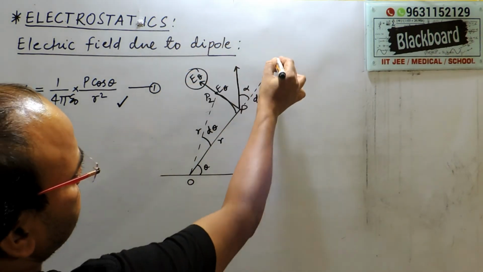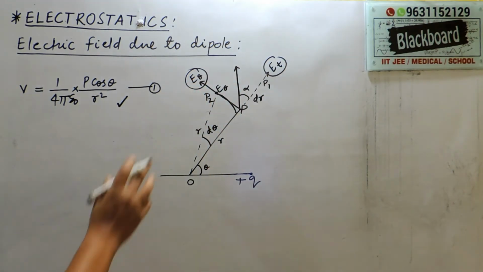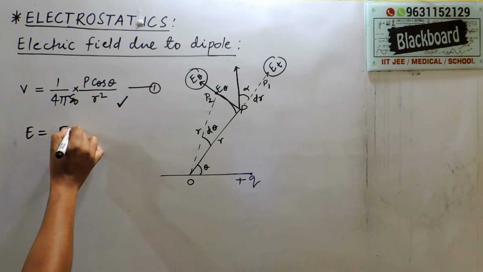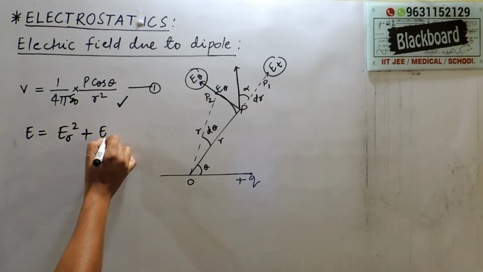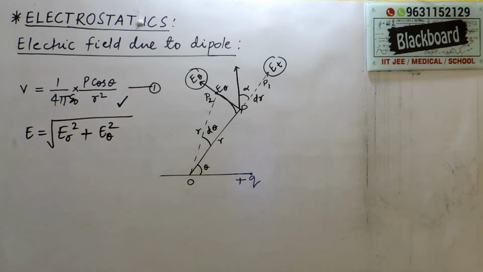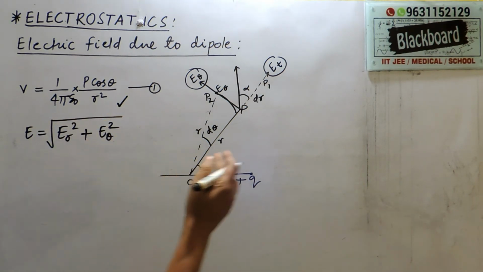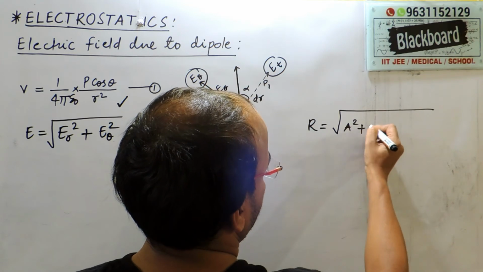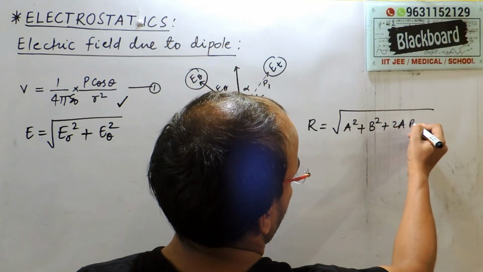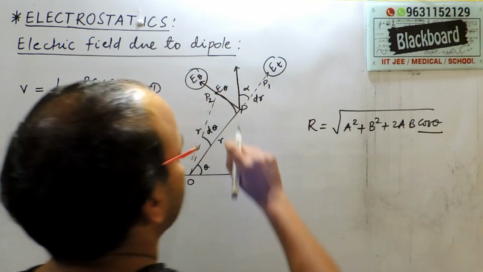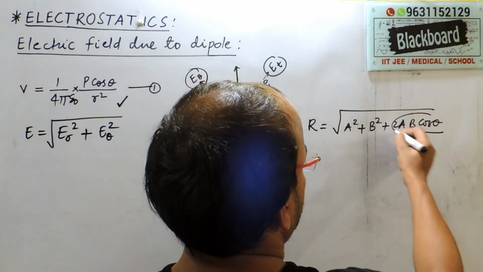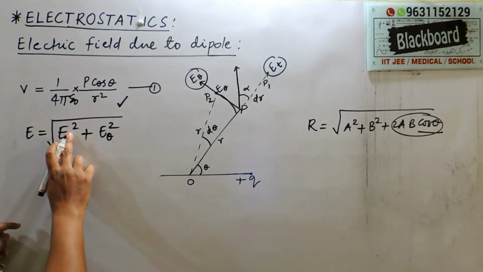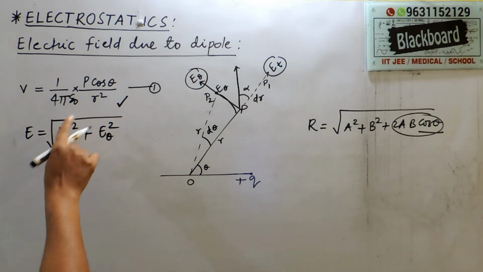Here E theta and ER both are perpendicular to each other. If two vectors are perpendicular, then their resultant is the square root of ER square plus E theta square. For two perpendicular vectors the formula for the resultant is the square root of a square plus b square plus 2ab cos theta. Here theta is 90 degrees, so cos 90 is 0, that term is omitted, and it is the square root of a square plus b square.